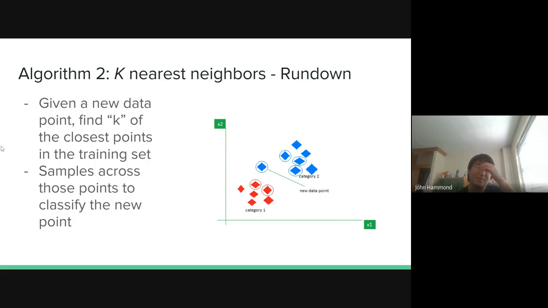The second algorithm is k-nearest neighbors. The idea behind this one is that given a new data point, say this one, we'd find the k closest points from the train set, and we'd sample across those. So here k would be 5. We find the 5 closest points to it, and we sample across those 5 points to classify the new point. In this case, there are 3 blue ones and just 2 red ones, so we call that blue. You could also just say the majority is blue, so we classify this as blue. It depends on which one you're using.